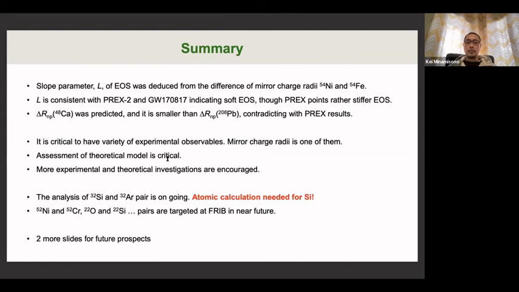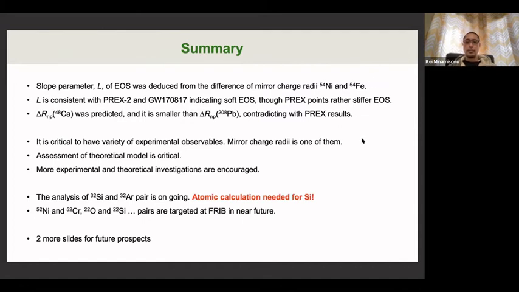Okay, so I'm not trying to judge anything here. I just try to emphasize that all the L measurements are model dependent. And it's critical to have a variety of experimental observables to cross-check the systematics from different aspects. Mirror charge radius is only one of them. And again, I would like to emphasize that more experimental and theoretical investigations are encouraged here.